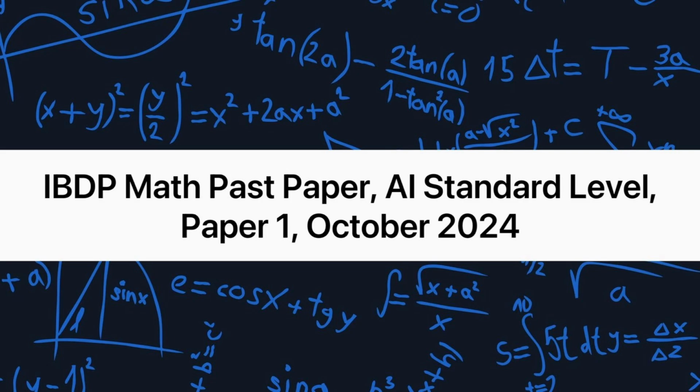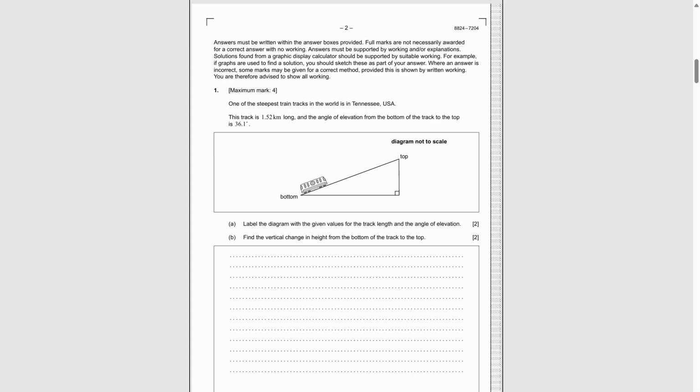AISL 2024 October Paper 1. Question 1. A standard trigonometry question.